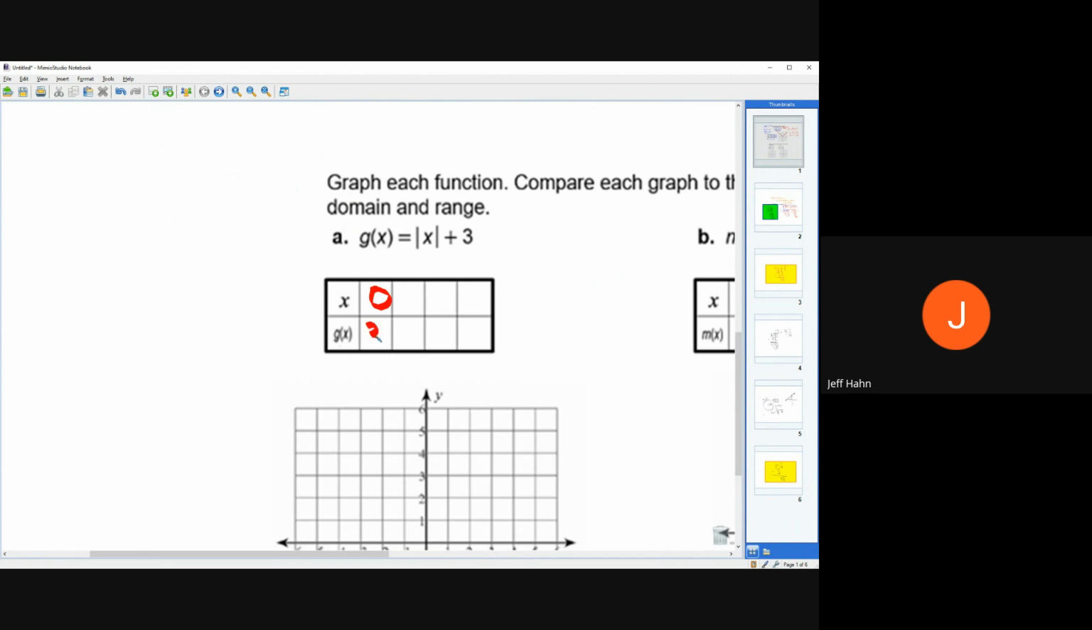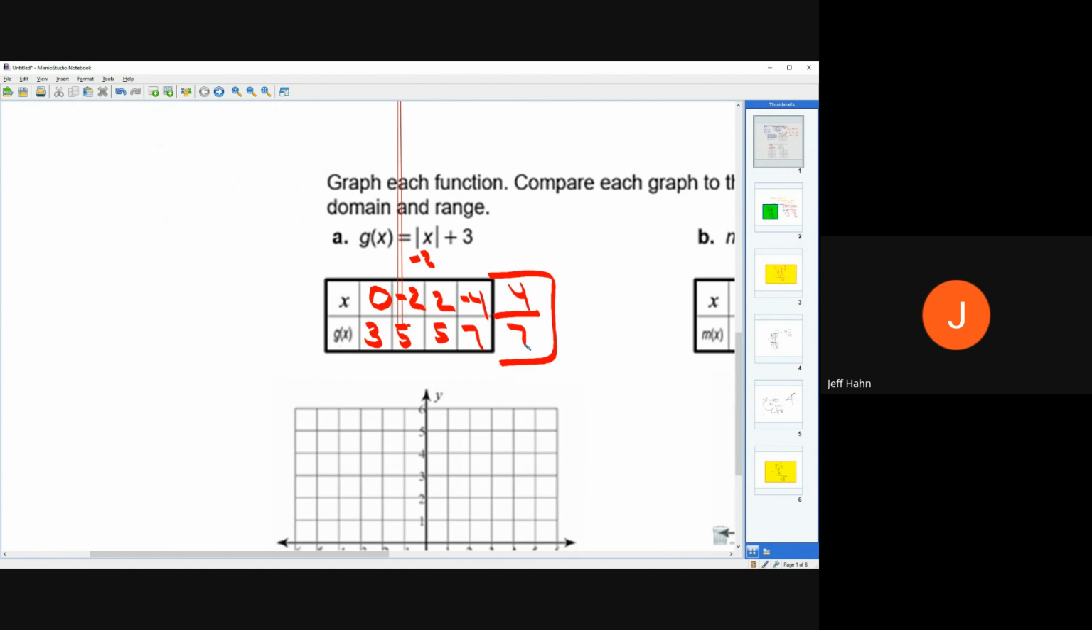I put a -2 in for x. What does that give you? 5. Look, if I put -2 in for this, the absolute value makes it +2. What's +2 plus 3? 5. If I put a +2 in for that, the absolute value of +2 is +2, and +2 plus 3 is 5. Let's do my -4. If I put -4 into that, the absolute value of -4 is +4, and +4 plus 3 is 7. Let's do +4. +4 would give me 7 again.